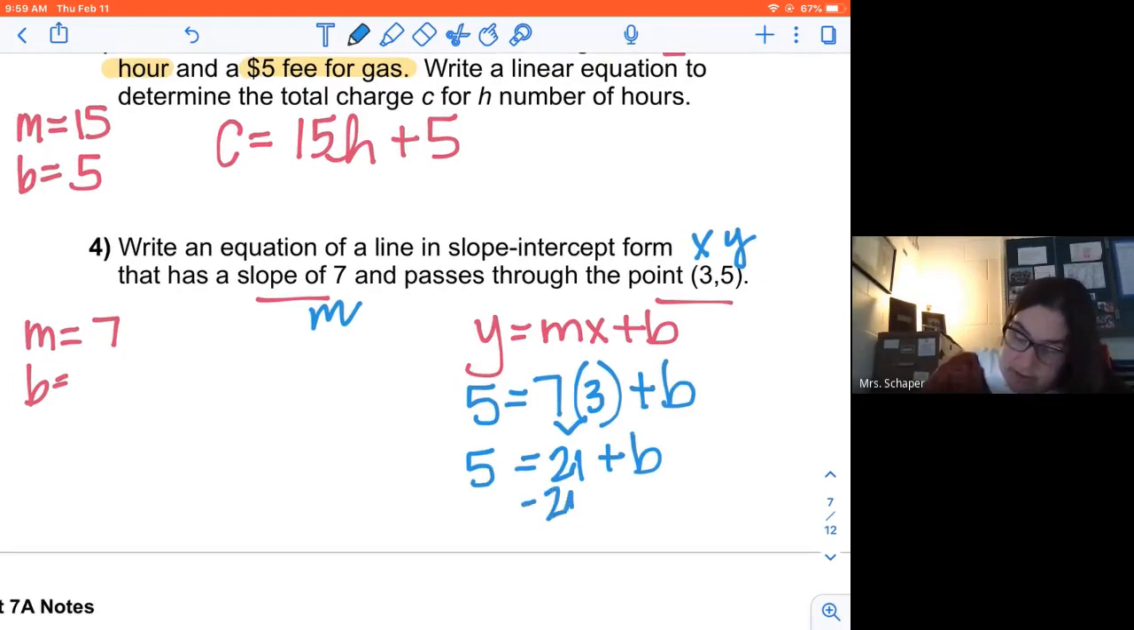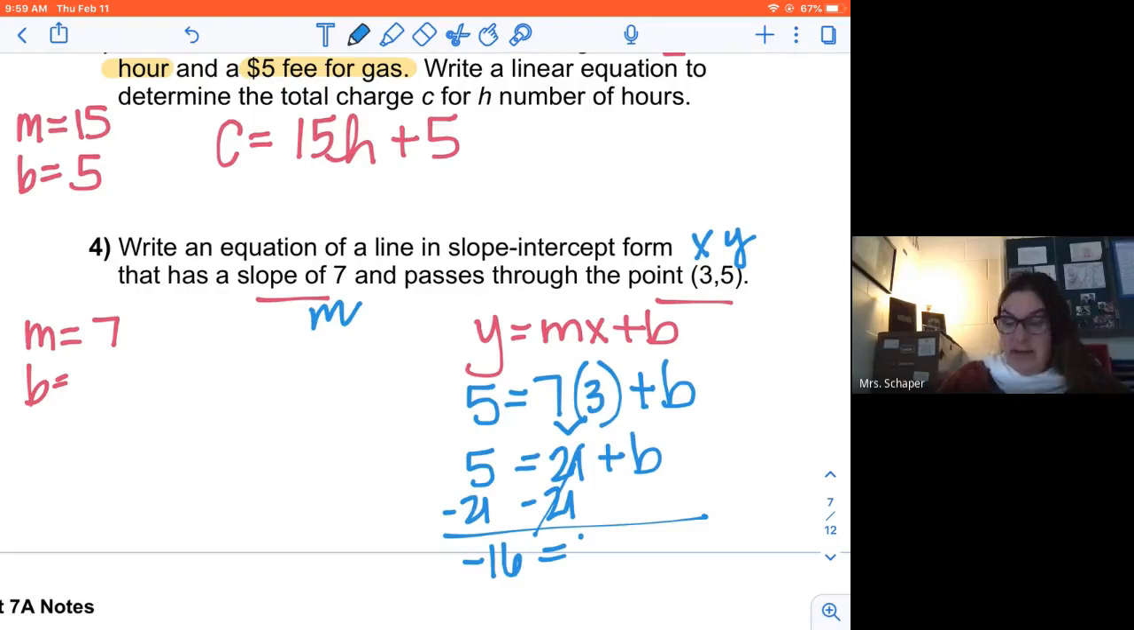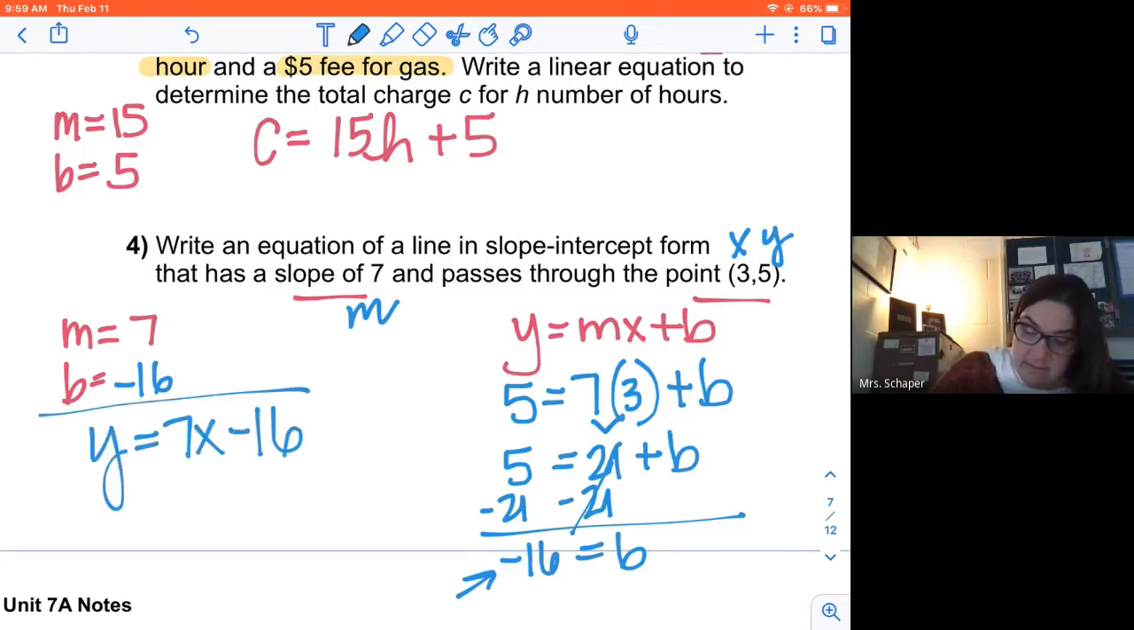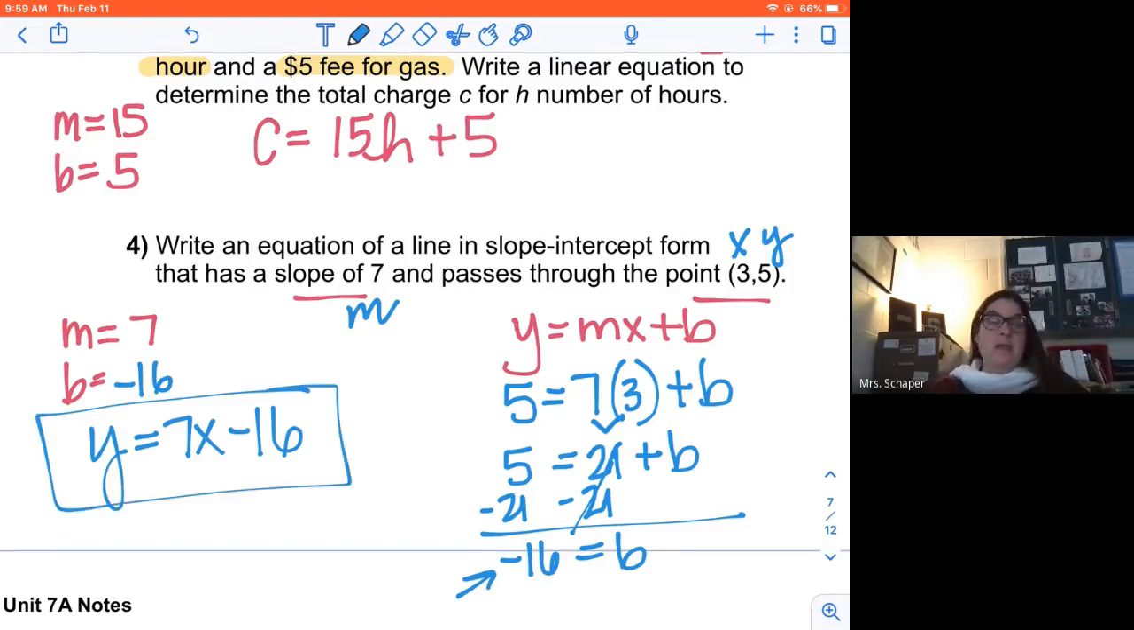We're going to subtract 21 from both sides. So negative 16 equals b. Now I know what my y-intercept is. It's negative 16. Now I have enough information to write my equation out. y equals 7x minus 16. So sometimes we're going to need to solve for b. We might even need to find the slope. There's a couple different things that we're going to have to play along with. Okay, so here we go.